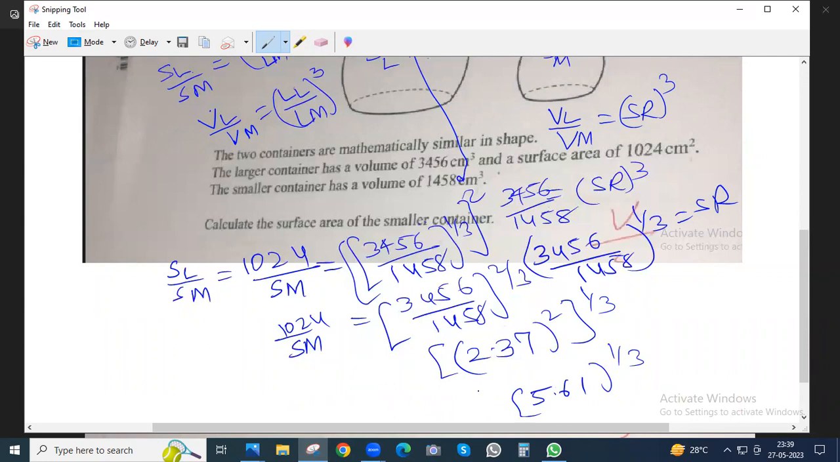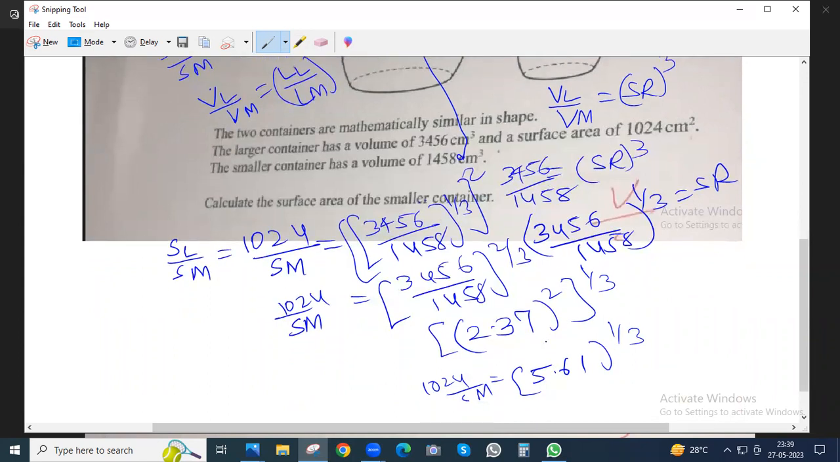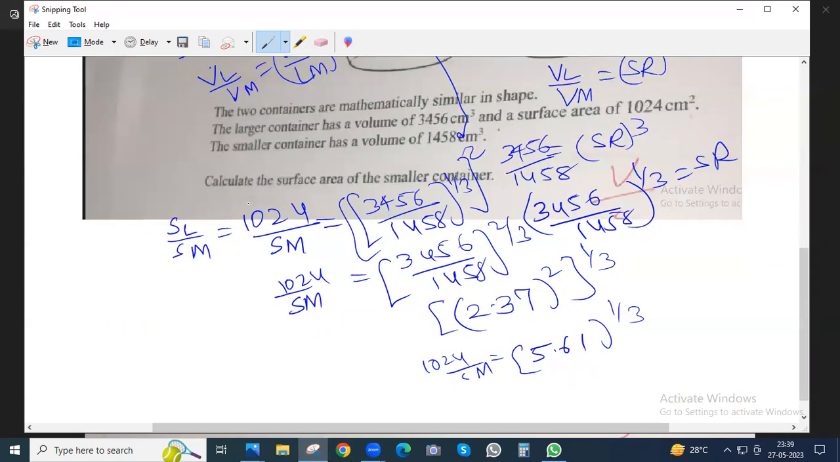So 1024 over Sm is this. The volume is given, the surface area of the large is given. Very strange numbers are coming, but that's how it is. Sm is 1024 by 5.61 raised to power 1 by 3.